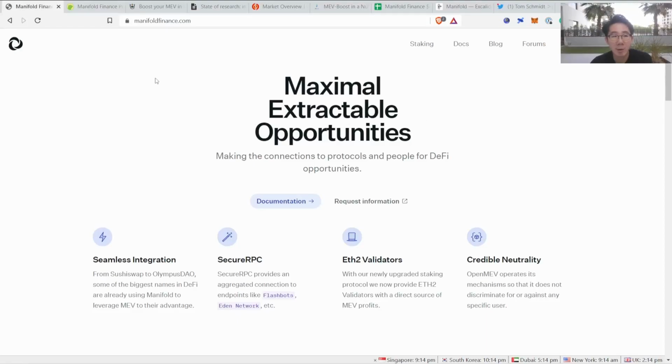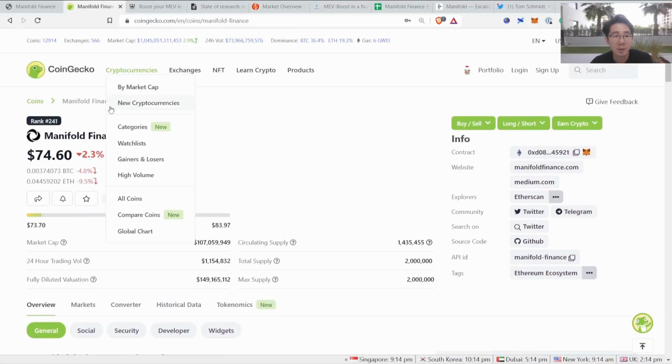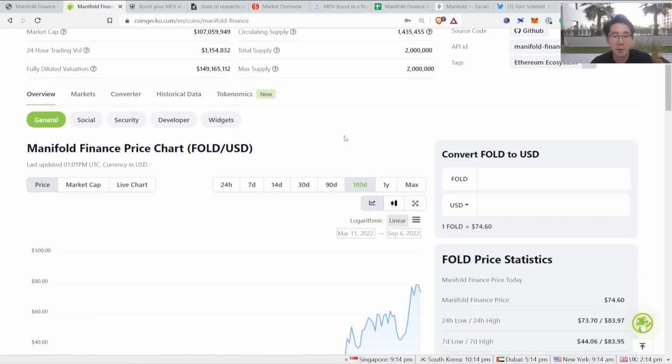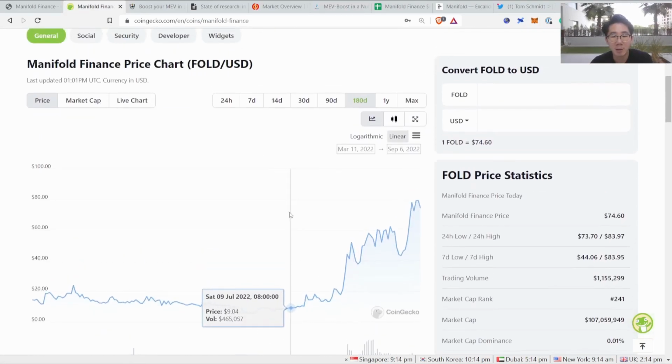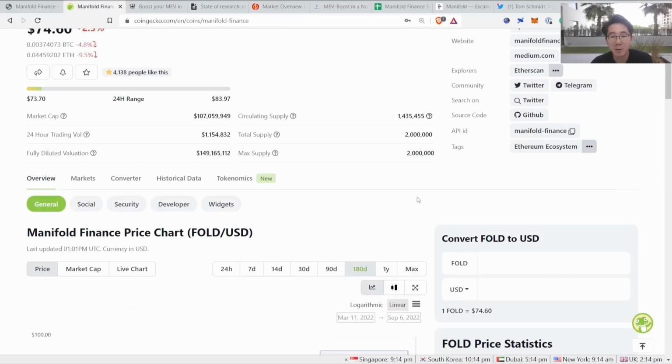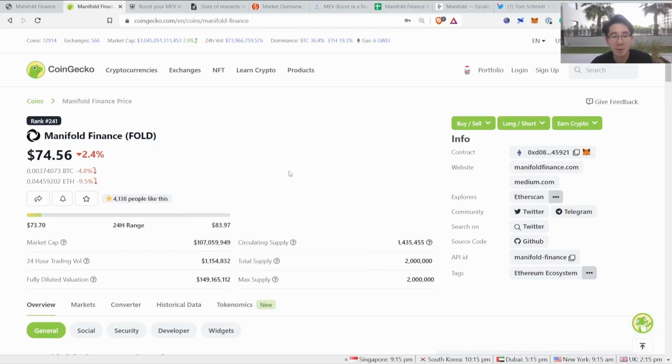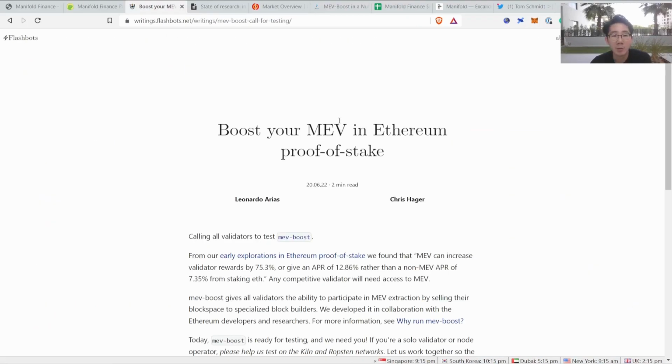Today we're going to talk about Manifold Finance and these MEV opportunities once ETH moves into proof of stake. So the token for Manifold Finance is FOL, and you can see that over the past 3 months it has done a very impressive run from the lows of $10 to its peak of about $80 recently. And their max supply is only 2 million, and the protocol revenue will all be distributed back to the stakers of FOL. So why is Manifold Finance so important?